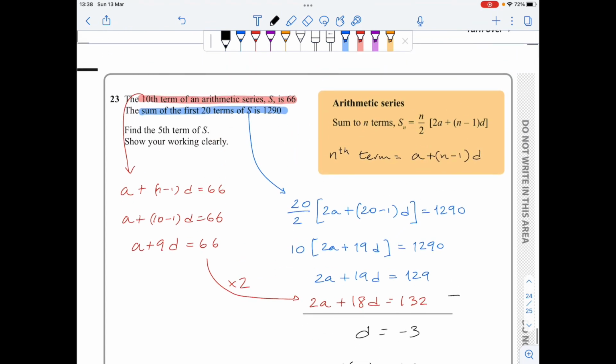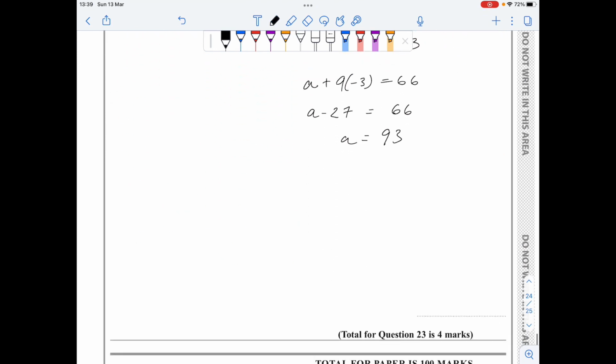Finally, I can go on and find the fifth term, which is what I'm asked to do. So the fifth term equals, and I'm going to use the formula a plus n minus 1 d again. That's 93, we found a, plus 5 minus 1 times minus 3. And if you put this on the calculator, you will get 81.